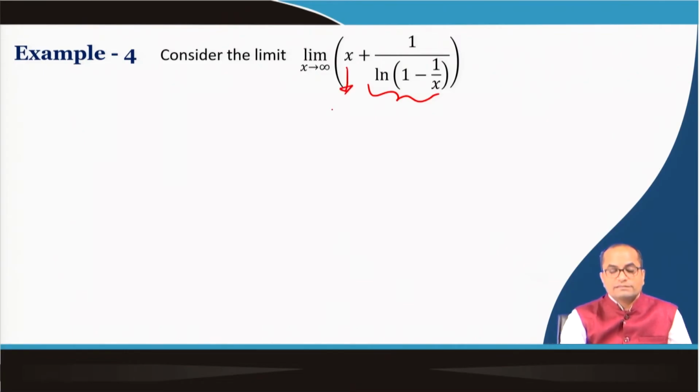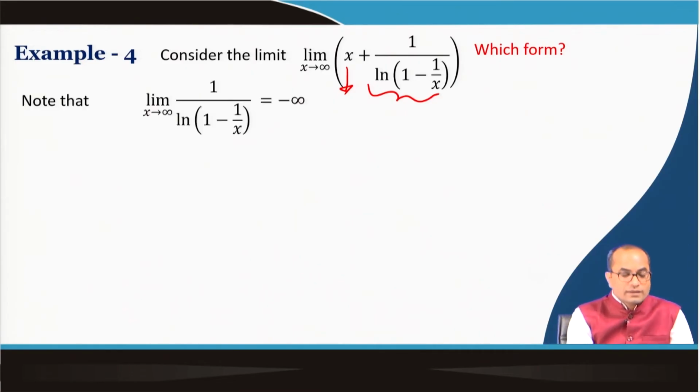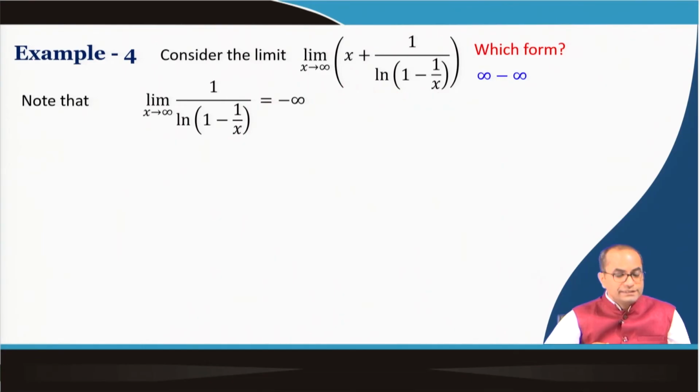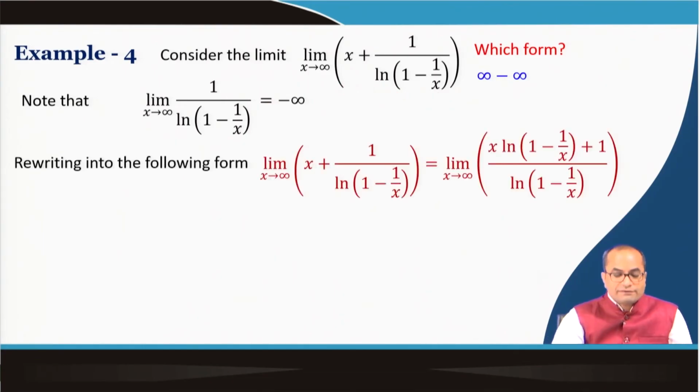So, we have the plus infinity minus infinity case. This form is clear with this observation that this is going to minus infinity. So, we have the situation infinity minus infinity in this case, and then we rewrite this. So, x goes to infinity, we have x and then 1 over ln 1 minus 1 over x. So, this we will rewrite now: x into ln 1 minus 1 over x plus this 1 divided by this ln term.